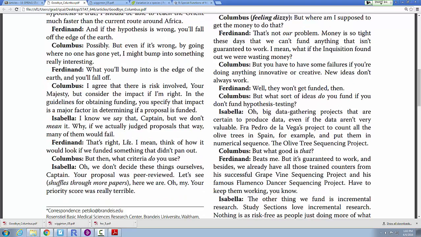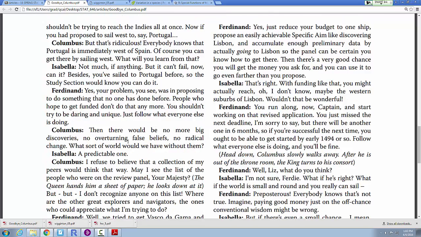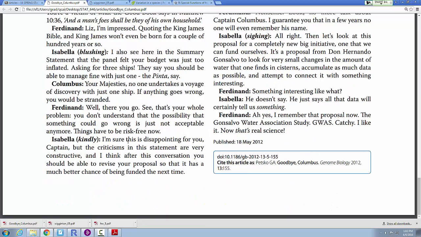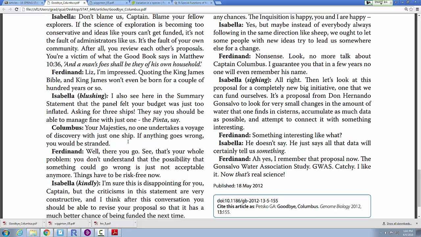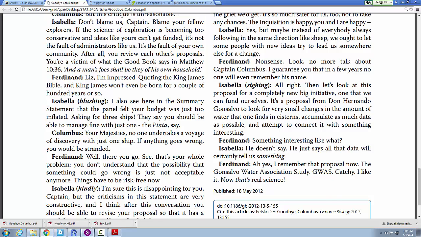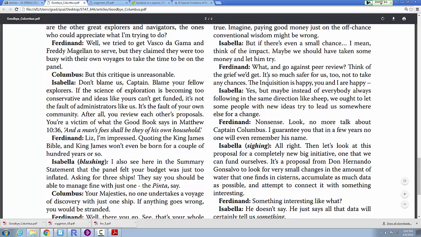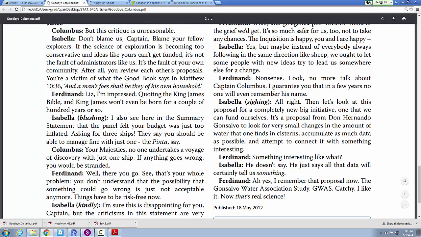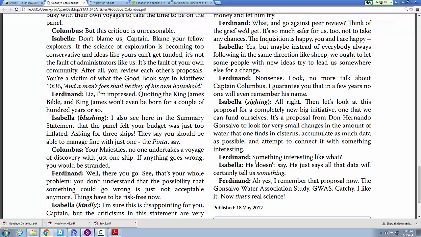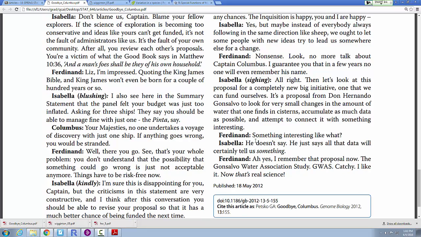So they debate and they worry and they say, I have concerns about your grant proposal. Could you make such and such changes to make it more practical, more realistic, less risky? So Ferdinand and Isabella are talking about it. They turned him down and said, what else can we do? Let's see. Okay, here's another proposal. Let's look at another proposal. It's a completely new, big initiative, one that we can fund ourselves.